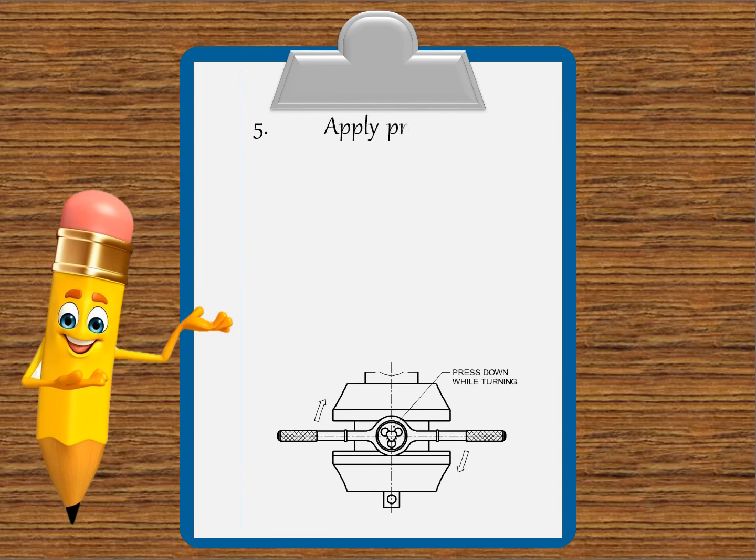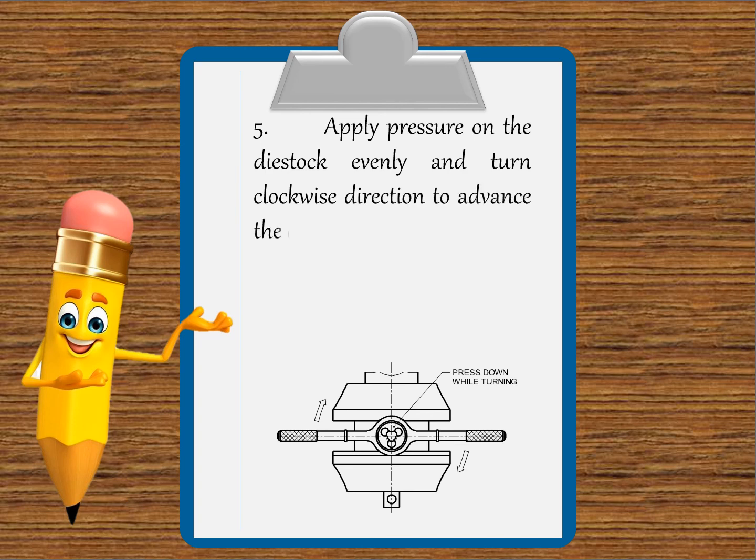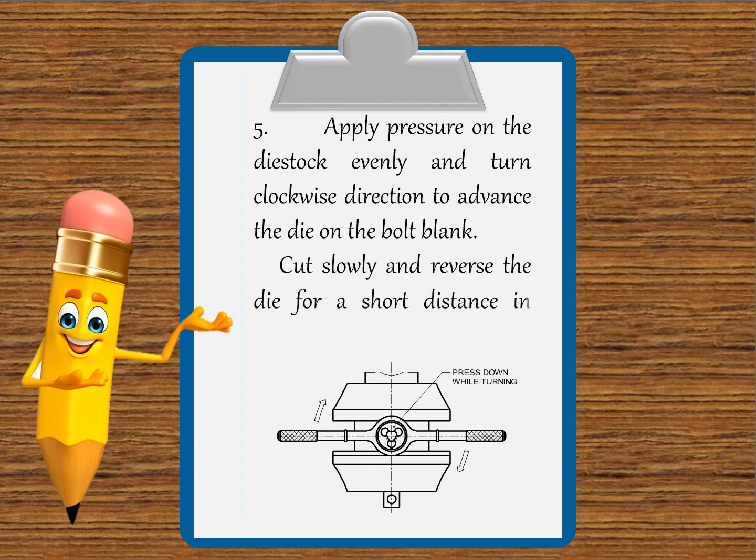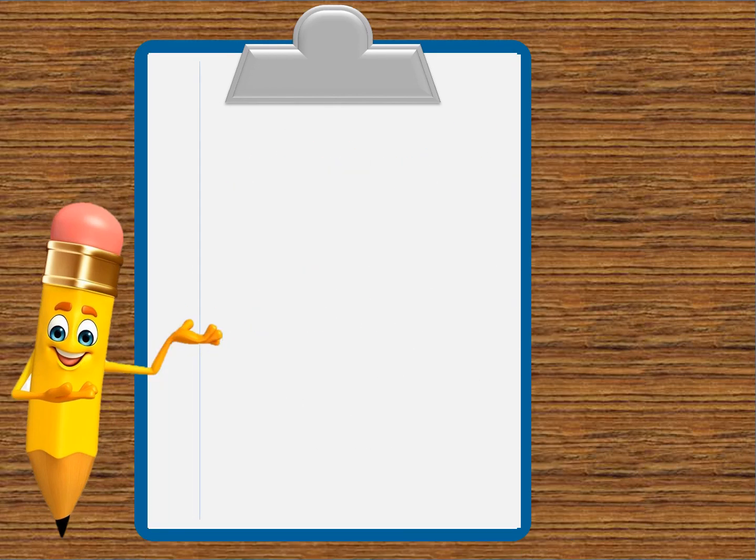And the final step is to apply pressure on the die stock evenly and turn clockwise direction to advance the die on the bolt blank. Cut slowly and reverse the die for a short distance in order to break the chips. With the last step, we have completed the topic of die stock.